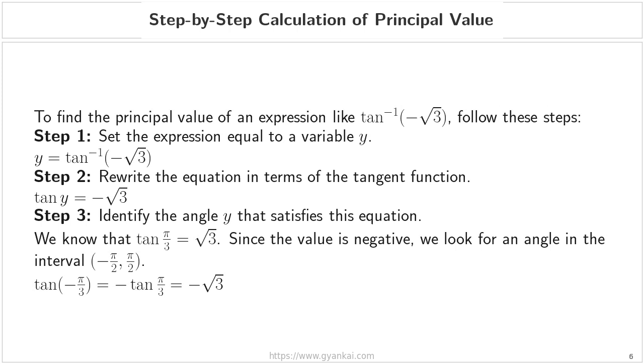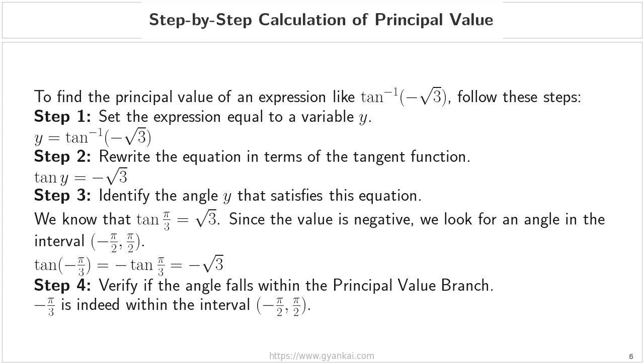Now, in step 3, we must identify the angle y that satisfies this equation. We recall from our standard trigonometric values that tangent of pi over 3 equals square root of 3. However, since our current value is negative, we need to find an angle that results in a negative value while remaining within our restricted domain. Because the tangent function is odd, we know that tangent of negative pi over 3 equals negative tangent of pi over 3, which gives us the negative square root of 3 we are looking for.